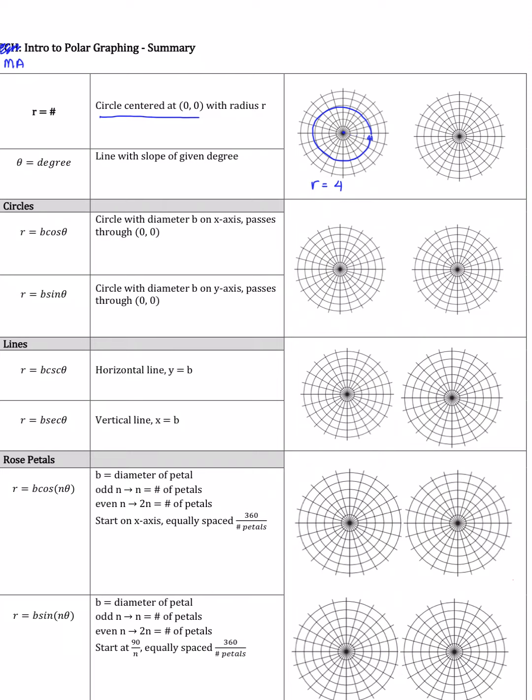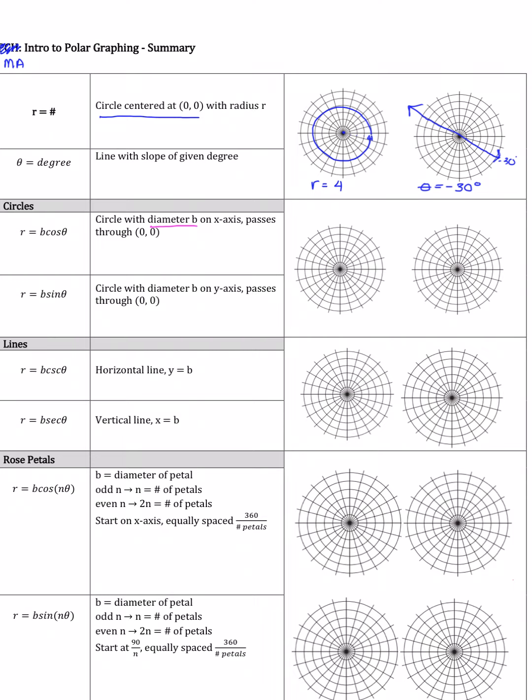If you get theta equals a degree, for instance, let's say theta equals negative 30 degrees, I would go down to where negative 30 degrees is, and it's basically the slope of a line. And that's it. All right, let's move on to circles where the diameter is going to be that coefficient b.